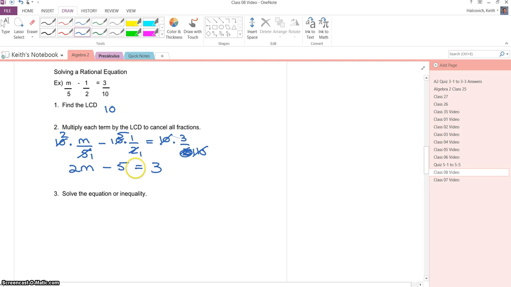So now you do not have any more fractions. And then you can solve this equation. 2m minus 5 equals 3. It's a linear equation because there's no squared. So it's 2m equals 8 and m equals 4.